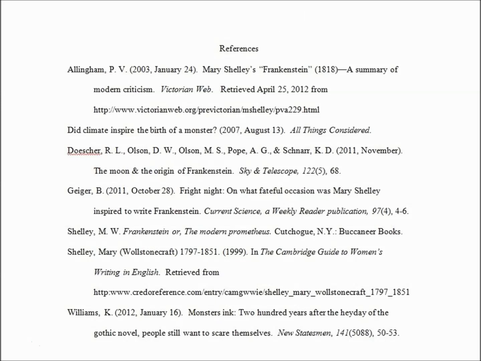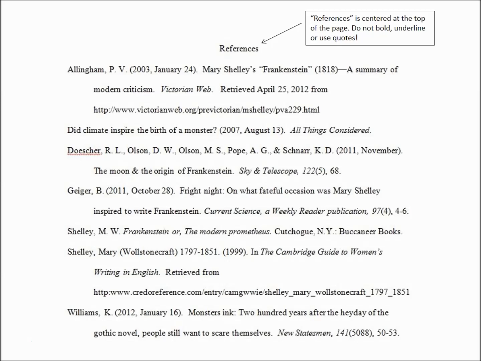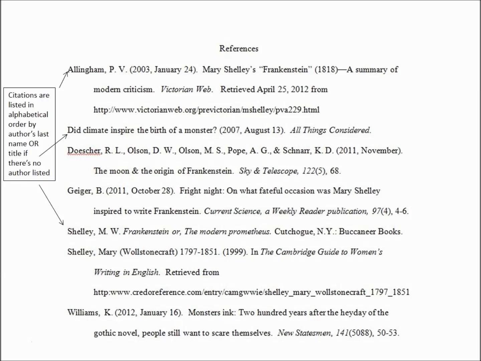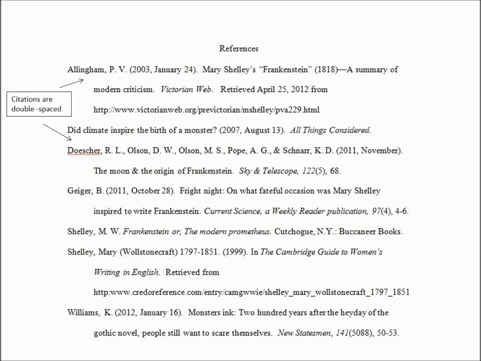Notice that the title references is at the top of the page and centered. Don't use bold, underlined, or quotation marks. Citations are listed in alphabetical order by the author's last name. If there's more than one author, use the name listed first in the original work. If there is no author listed, for example, a website, use the title of the document or the page you are using and alphabetize by the first letter. Citations are double spaced between lines. Do not triple space in between citations.